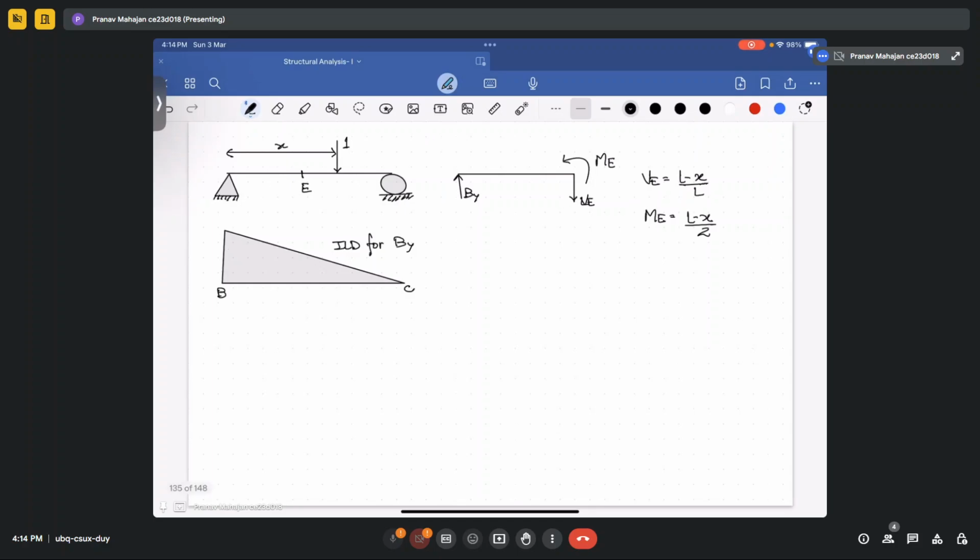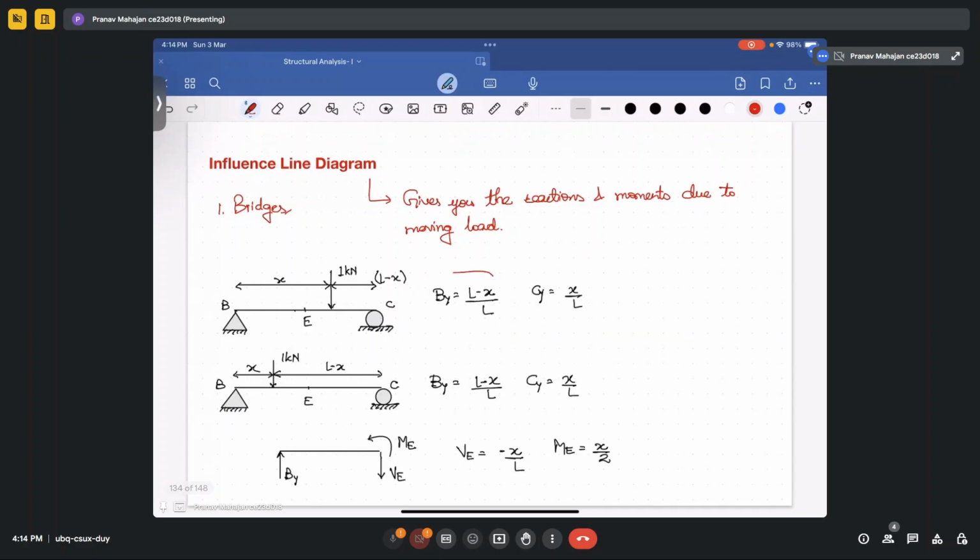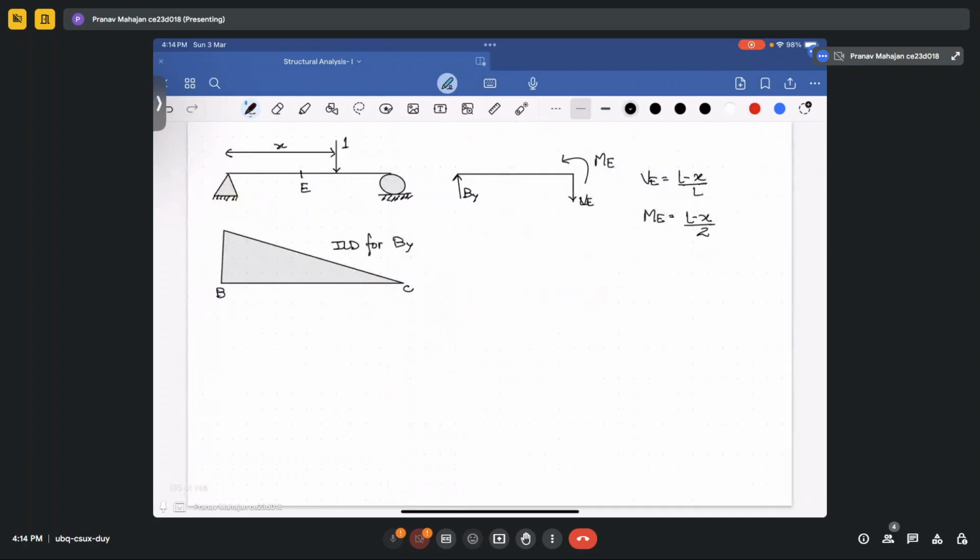How have we made this? We have seen in the previous two slides. By is (L minus h) upon L, Cy is h upon L. Okay, so put h equal to 0 in By equal to (L minus h) upon L. If you put h equal to 0, it will be equal to 1. Now, if your h is now L, then this will be 0. Okay, so that's why it is varying from 1 to 0.